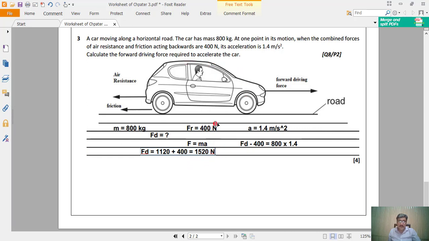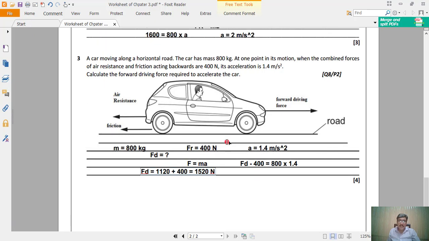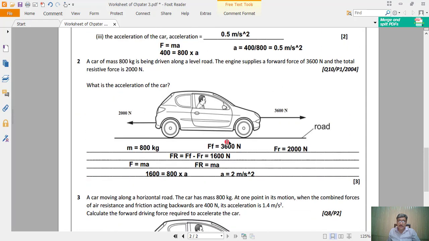So this is all regarding today's lesson, and we have solved the worksheet related to the chapter, that is chapter 3, forces, and hope it is clear to you. Thank you.